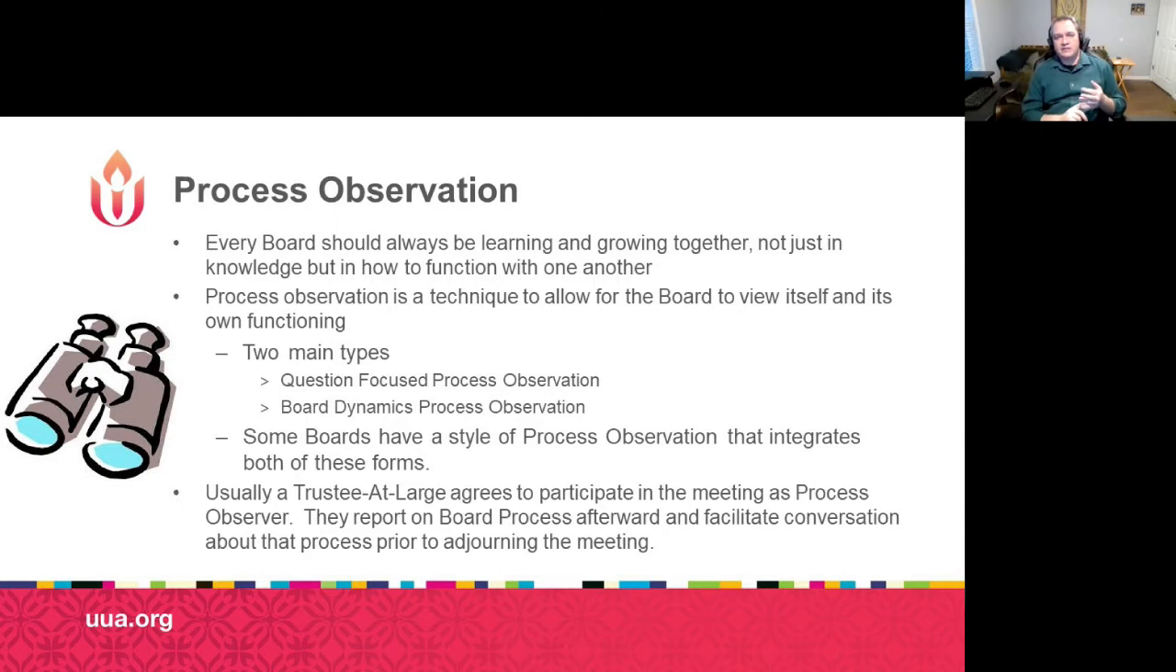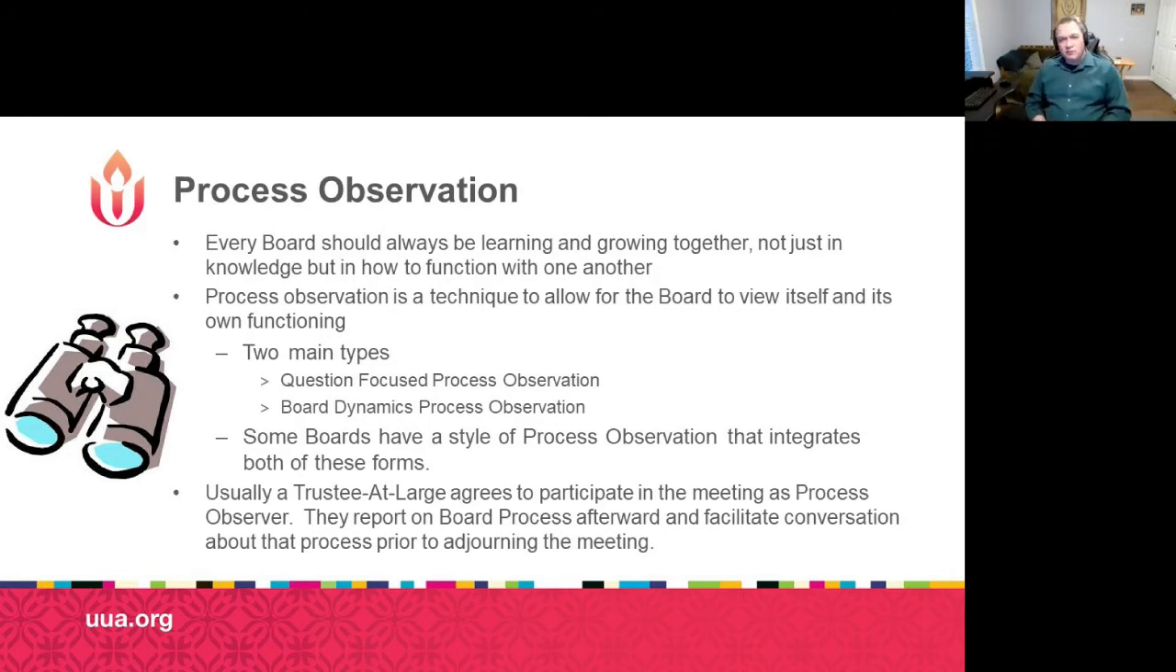And there's lots of different ways to do process observation, but the key of it is someone, maybe more than one person, maybe a board member, sometimes not, in the board meeting specifically observing the board's own processes and practices and how board members engage with each other, what the relationships look like, where the emotional energy is, how the board deals with conflict.